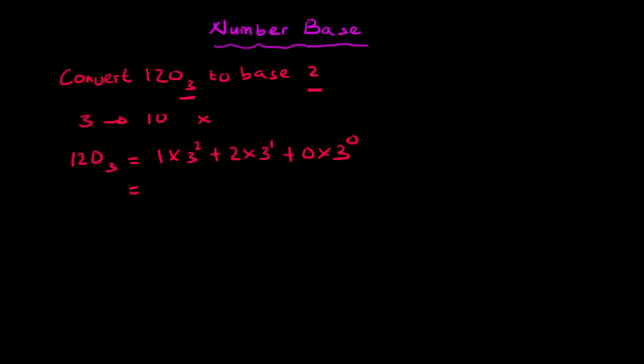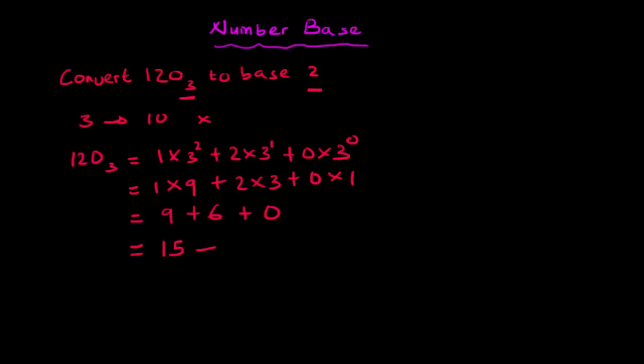So this equals 1 times 3 raised to power 2 is 3 times 3, so that's 9, plus 2 times anything raised to power 1 is that thing, so 3 raised to power 1 is 3, plus 0 times 3 raised to power 0 is 1 because anything raised to power 0 is 1. So I have 1 times 9, 9, plus 2 times 3, 6, plus 0 times 1, 0. So 9 plus 6 is what? 15. So I have 15 in base 10.